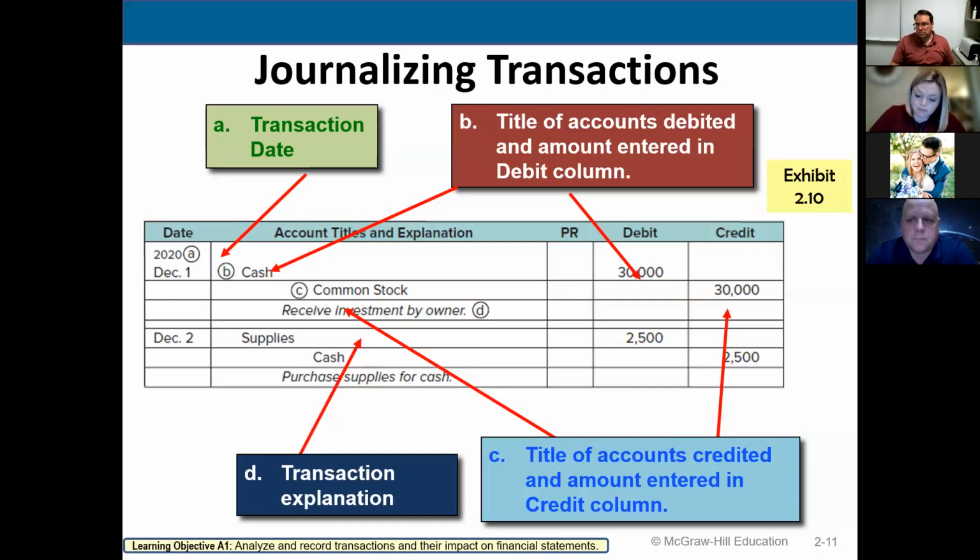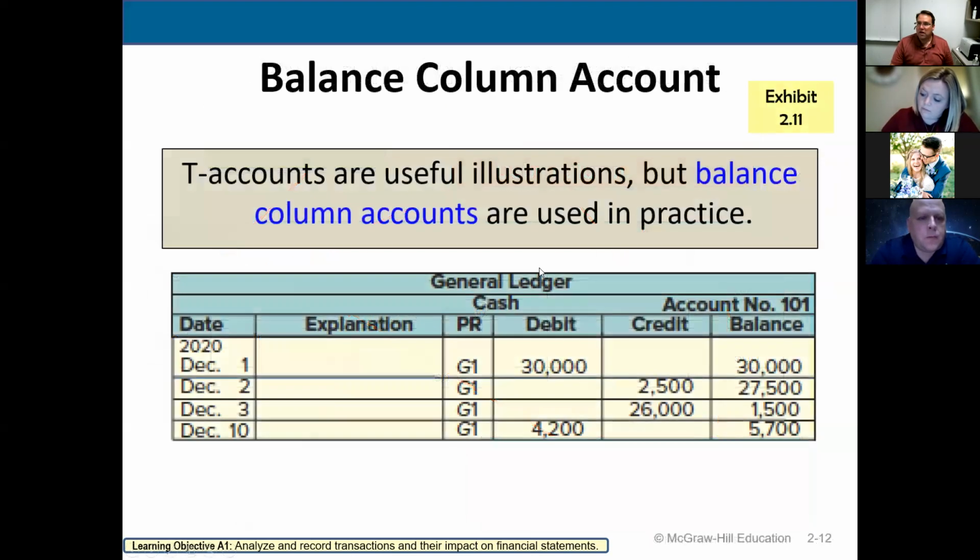And then in the second transaction, they purchased some supplies for cash. So you'll see the asset supplies increasing or being debited 2,500, and the asset cash decreasing and being credited 2,500. So this is why it's called double entry accounting, because there's always a debit and a credit, and they always have to equal each other. Sometimes you'll have what's called a compound entry. I'll show you an example in a minute, where there's more than one debit, but the values still have to add up.